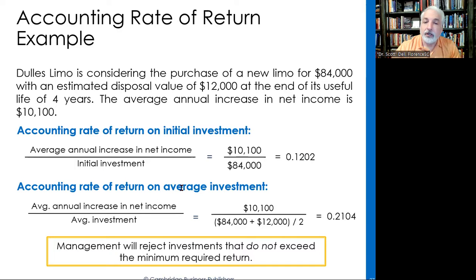Average rate of return on the average investment, though, we're going to take that average now, and we actually have a 21%. And if we do not exceed the minimum required return, we're going to pull back and not make that expenditure, not make that investment, and go from there.